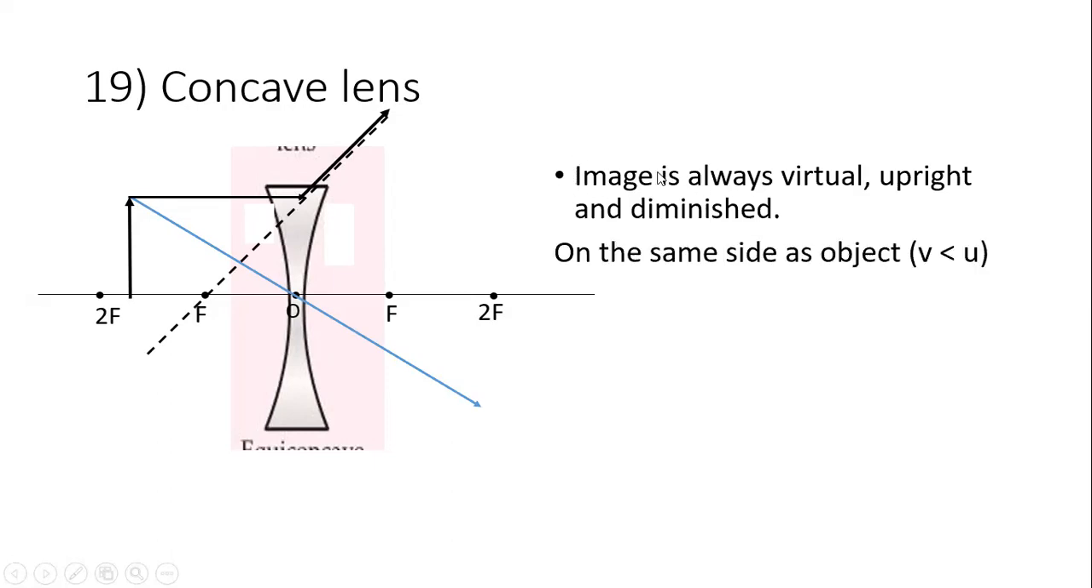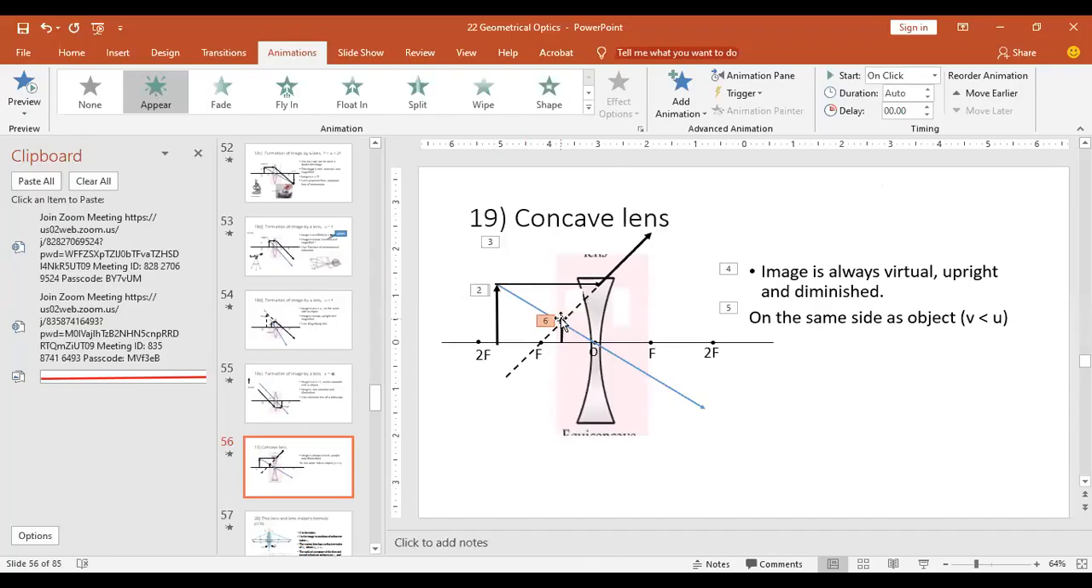Right? Image is virtual. If it's on the same side, it's virtual. Virtual means you put a screen here, you cannot see anything. Upright, diminished, always smaller. On the same side as object. Okay. On the same side as object.